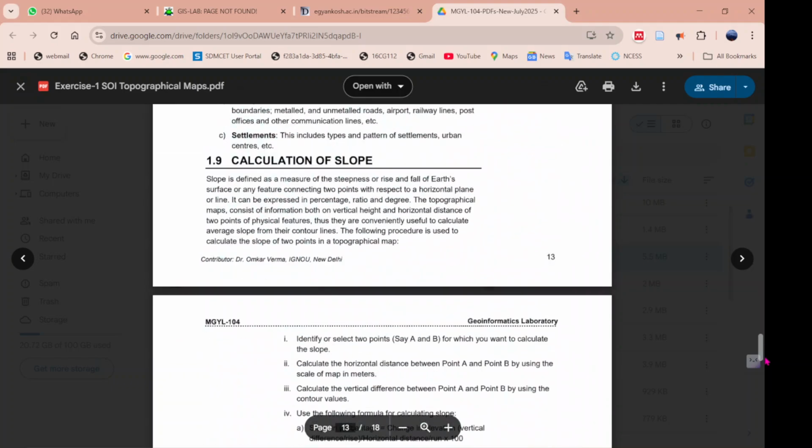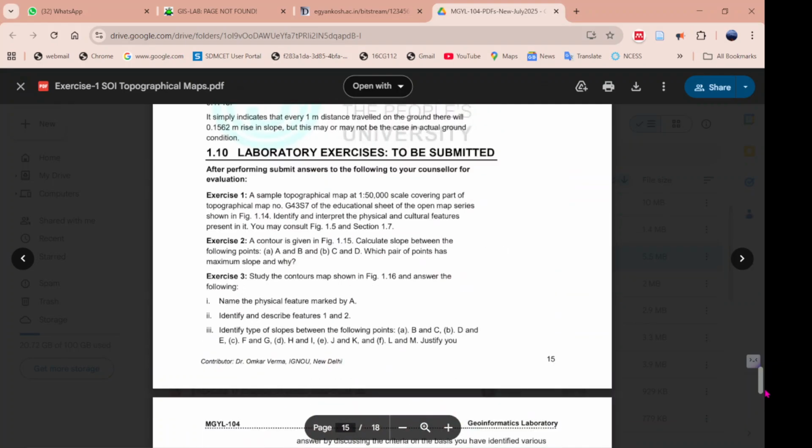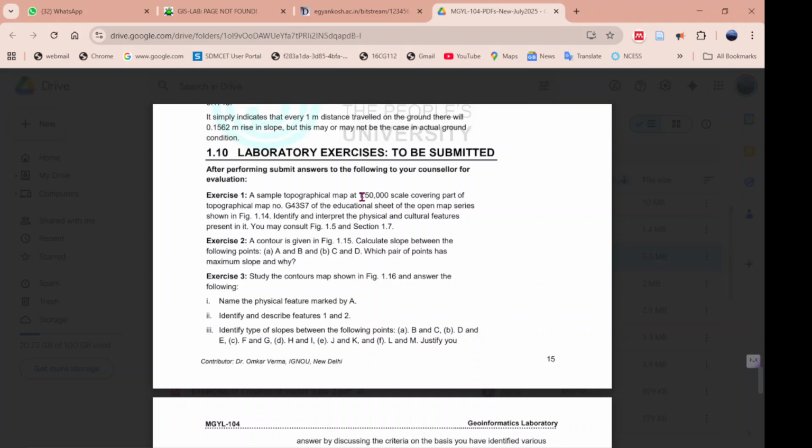The first exercise that we see is: a sample topographical map of 1 is to 50,000 scale covering part of topographical map number G43S7 of the educational sheet of the open map series shown in figure 1.14. Identify and interpret physical and cultural features present in it. You may consult figure 1.5 and section 1.7. So we have to take help from figure 1.5 and section 1.7, and we have to identify and interpret different physical and cultural features that are present in the figure 1.14.